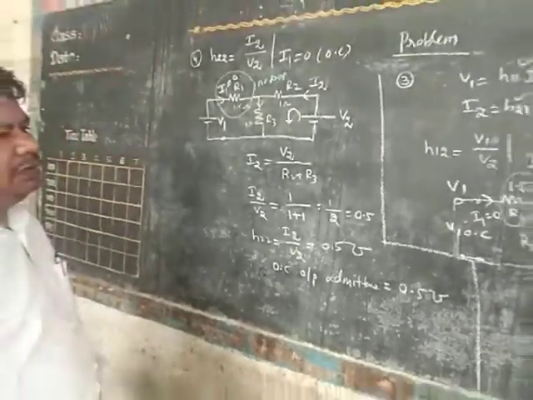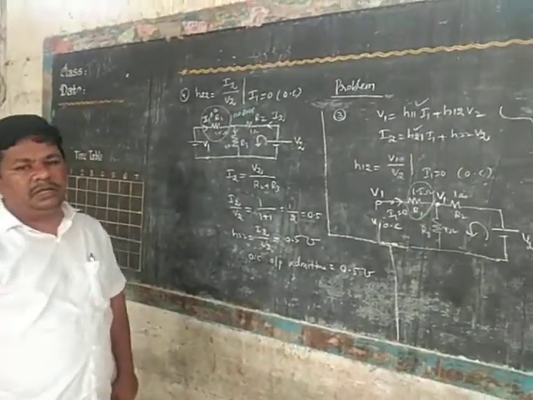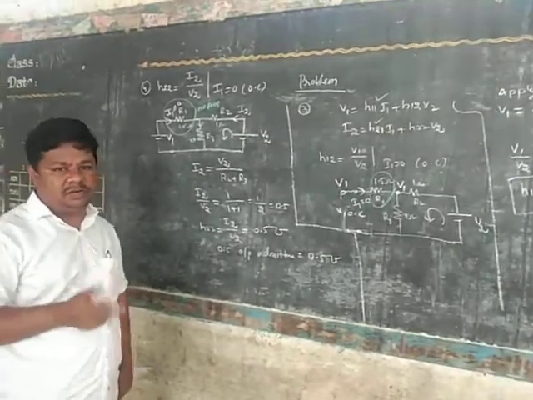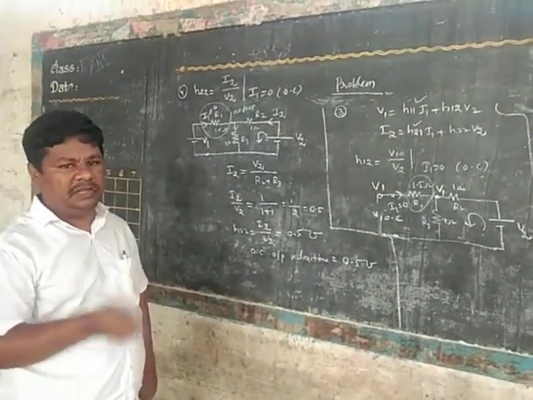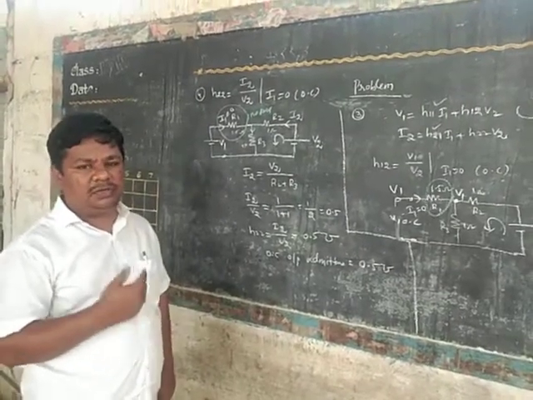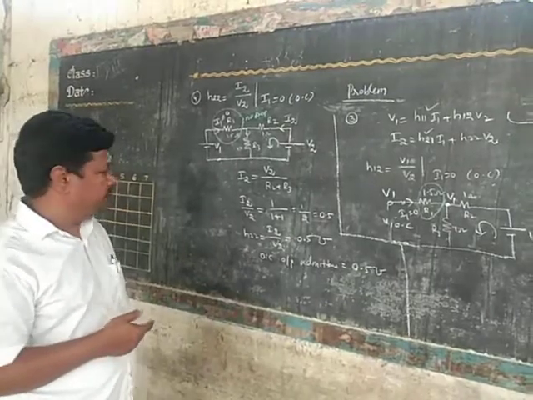Like that, we have to find H parameters for any given circuit. The procedure is, first of all, simplify the circuit diagram, convert in terms of T network, then after that apply the short circuit concepts and open circuit concepts. Then we can easily find the H parameters.